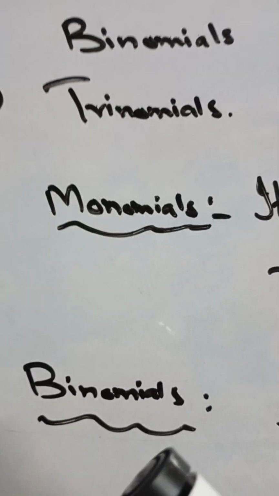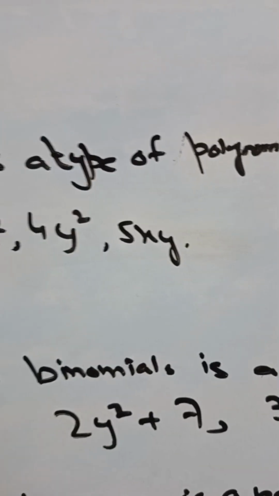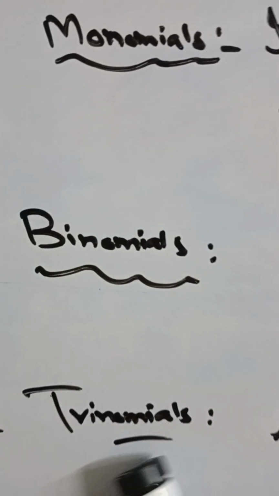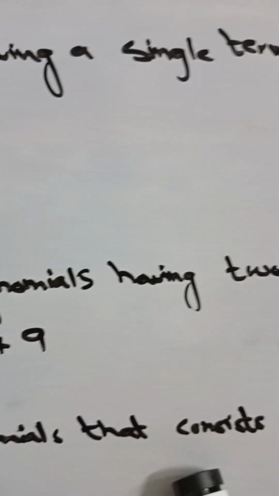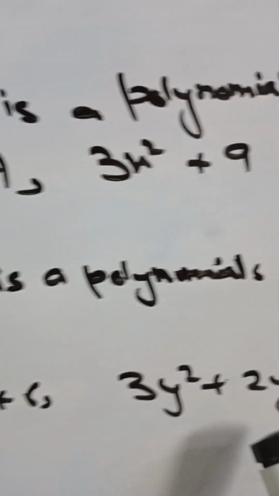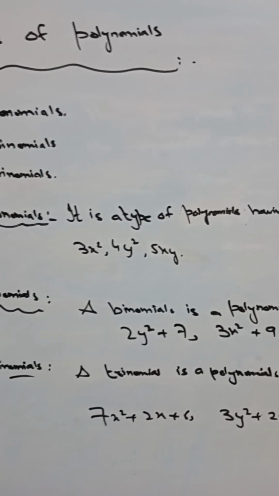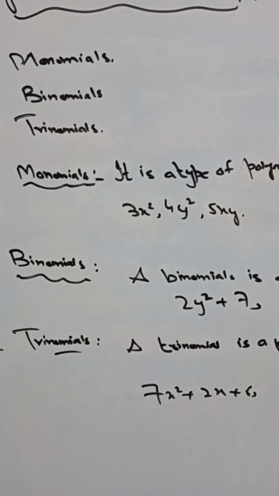Now, what is next? Binomials. A binomial is a polynomial having two terms. Example: 2y² + 7, 3x² + 9. So an expression having two terms is known as a binomial. Having a single term is known as a monomial. Now, what is left? Trinomials. A trinomial is a polynomial that consists of three terms. For example, 7x² + 2x + 6, 3y² + 2y + 9. I hope it's clear. Having three terms is known as a trinomial, having two terms is known as a binomial, and having one term is called a monomial.